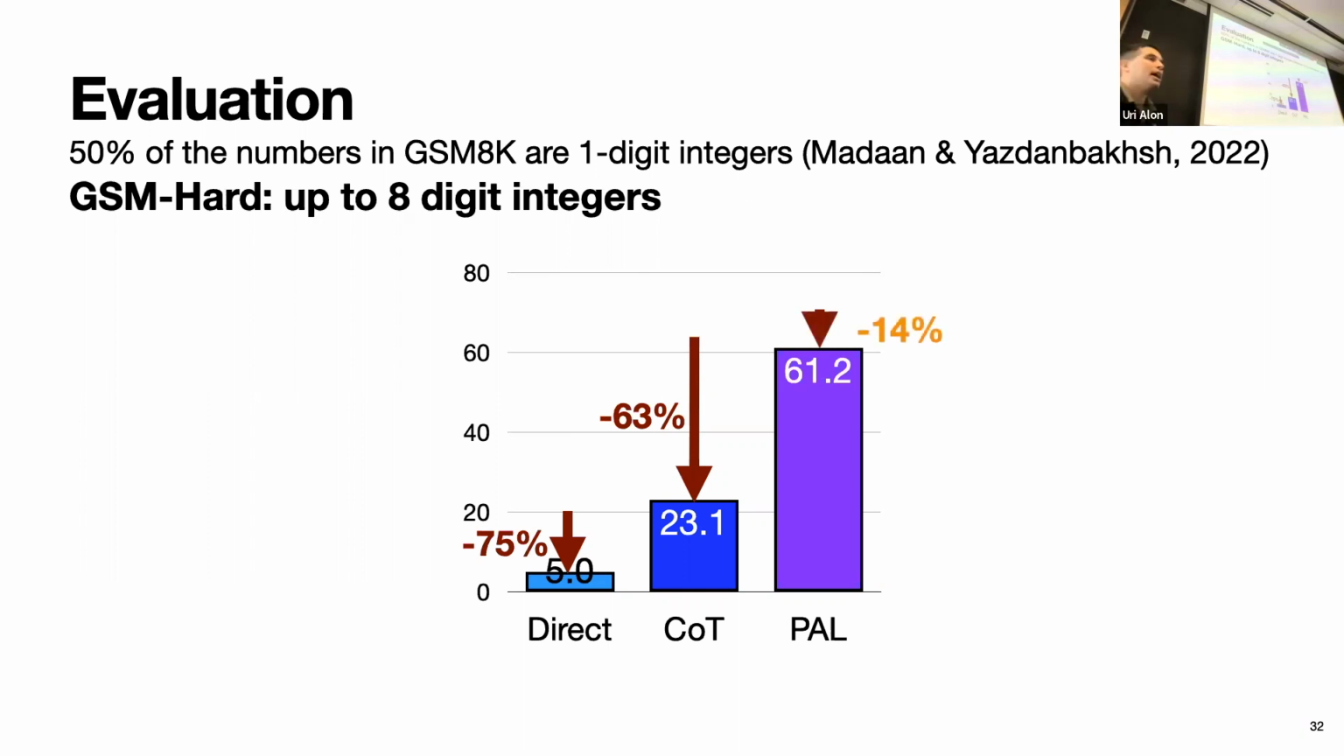However, PAL has dropped by only 14%. So this shows how PAL is not only better at the standard benchmarks, it is also much more robust. And basically, because PAL offloads the arithmetic part to the Python interpreter, it's kind of robust by construction, right? It doesn't really care if the actual numbers in the question have 1, 8, or 20 digits.